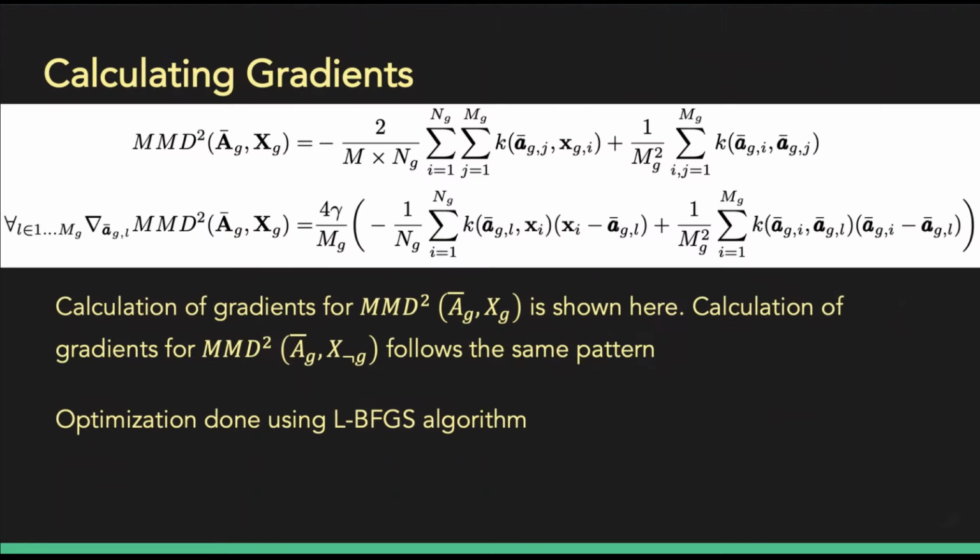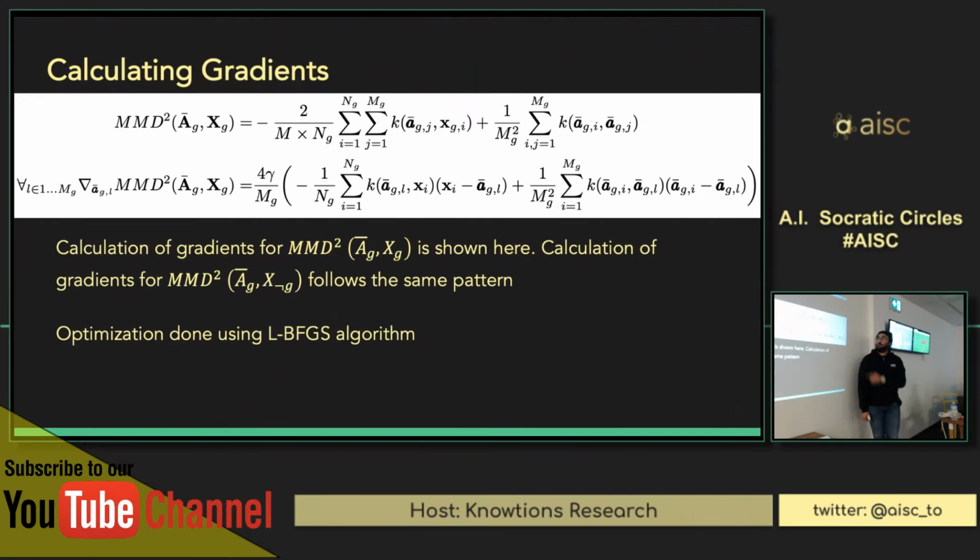Calculating the gradients is actually pretty simple. Sorry, I copy pasted it here, it was too big. It's pretty simple to differentiate because K is the RBF kernel, so the derivative is basically the RBF kernel with whatever's inside it. You get a factor of gamma by mg outside, and the rest of it is kind of the same. This is the derivation for MMD of AG, AG bar comma XG. You can do the same for AG bar for X naught G. And the optimization algorithm used was LBFGS.